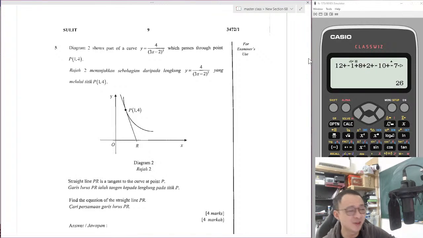But I still prefer to discuss paper 1 more than paper 2, because paper 2 for MF has a lot of long questions, so even more tiring. Paper 1 normally has some questions that are quite straightforward.